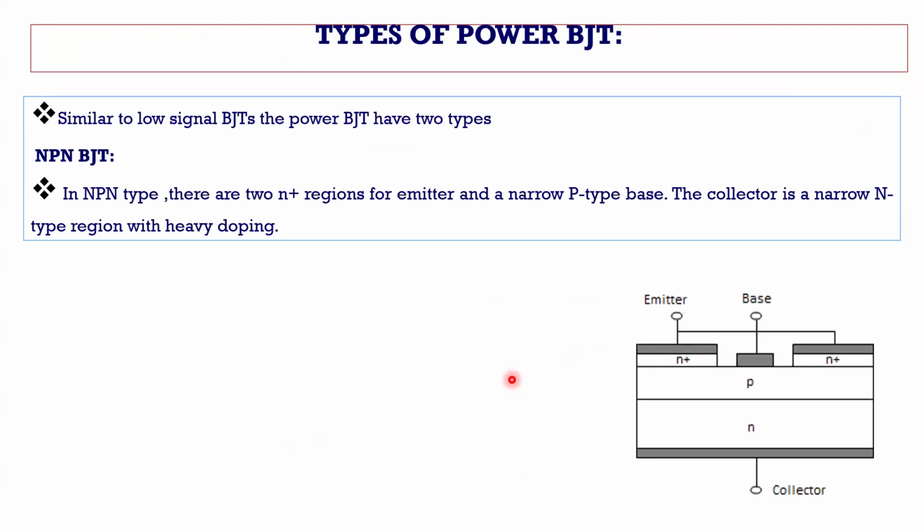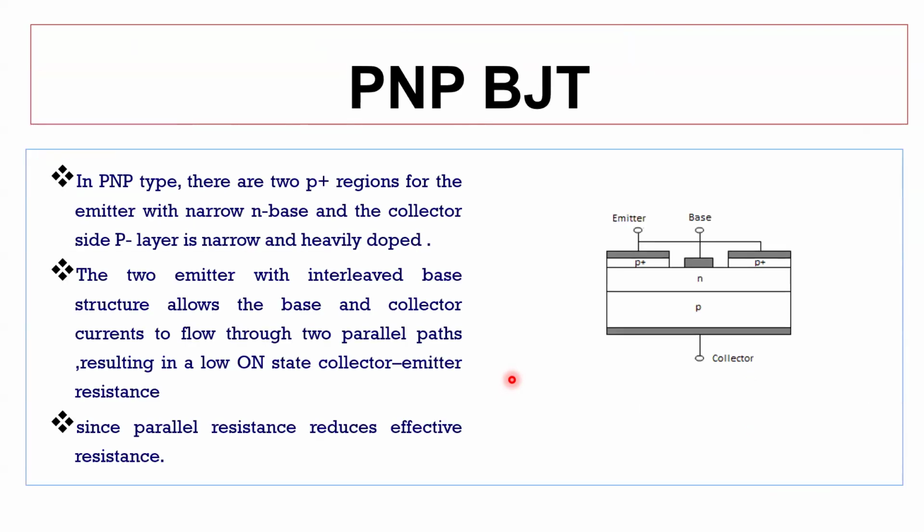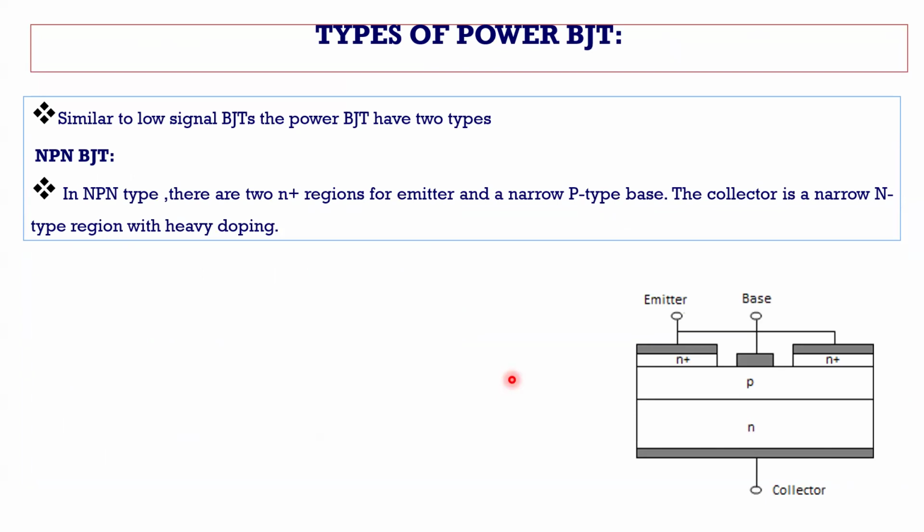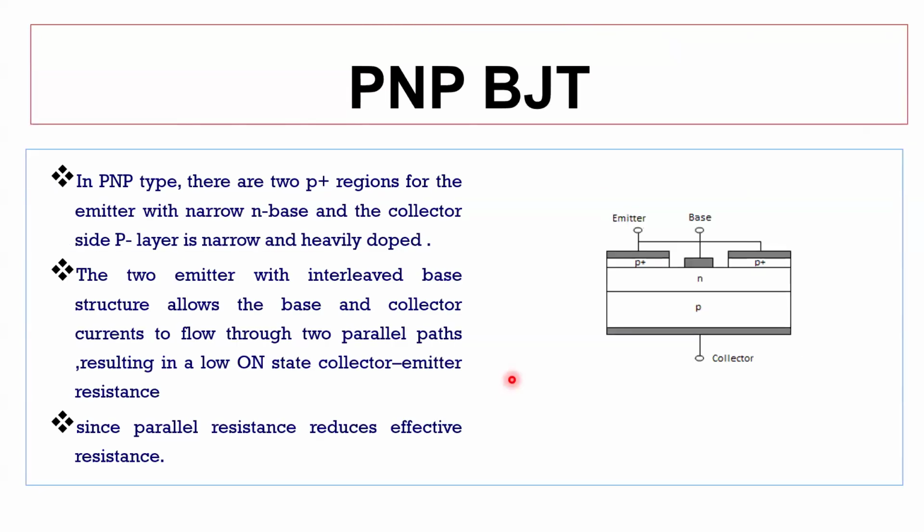the power dissipation in the device gets reduced. There are two types of power BJT, as we have seen in the symbols: NPN and PNP. In the NPN, see this N plus region, the collector region is N. And in this PNP BJT, the emitter is P plus, the base is N, and the collector is P. Here the N base and the collector side P layer are narrow and heavily doped. The two emitters with interleaved base structure allow the base and collector currents to flow through two parallel paths, resulting in a low on-state collector-emitter resistance. Both have a similar structure; you just replace N by P and P by N.